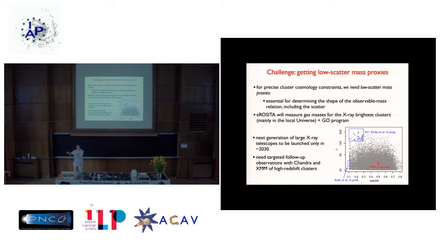This is mainly what I work on, the cluster weak lensing. But I think we can do it. I'm actually more worried about the low scatter mass proxies. And the reason for that is we absolutely need them to measure the shape of the mass observable relation. However, we have very limited tools. eROSITA will be very important because it's going to measure gas masses for the brightest clusters in the sky, but that means they're mainly limited to the local universe. The next generation of large X-ray telescopes that can actually reach the clusters at z of 1 will only be launched in roughly 2030. Okay? So while we have Chandra and XMM, it's actually quite important that we spend time on following up the high redshift clusters.